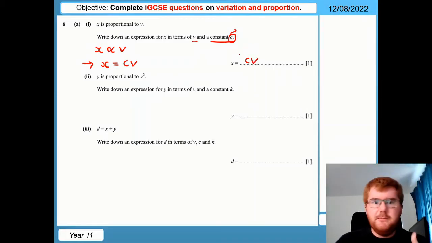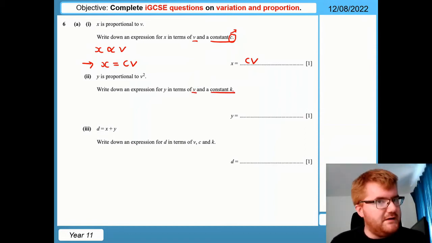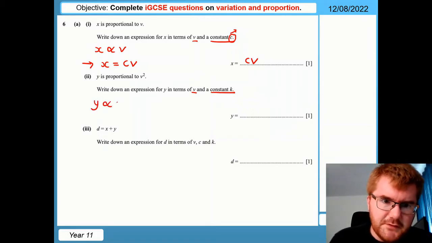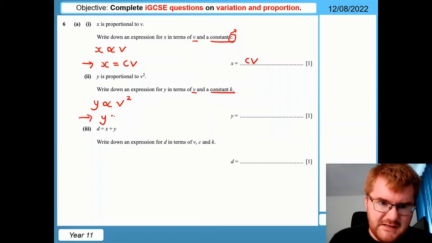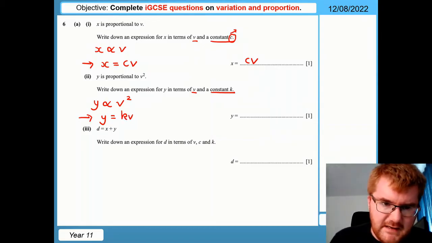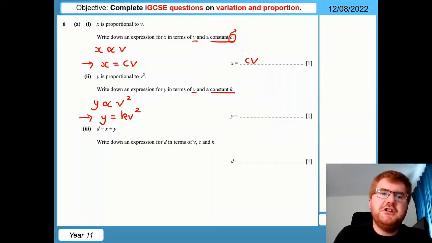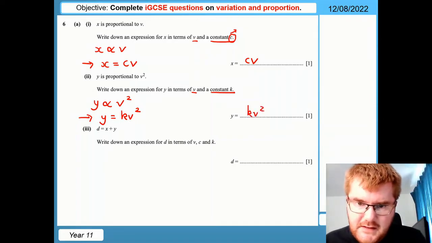And we're going to do a very similar process for the next one here. So y is proportional to v squared. And again, we need to write an expression in terms of v, but our constant this time will be k, which is what we've been using so far. So y is proportional to v squared. So if we change this into an equation, y is equal to some constant k, because we're using k here, and then v squared. So this first question here is just practicing changing your proportionality statement into an equation that we can work with. kv squared.